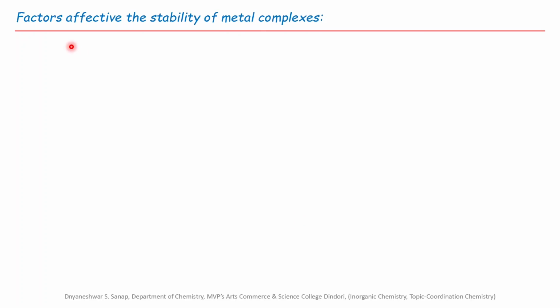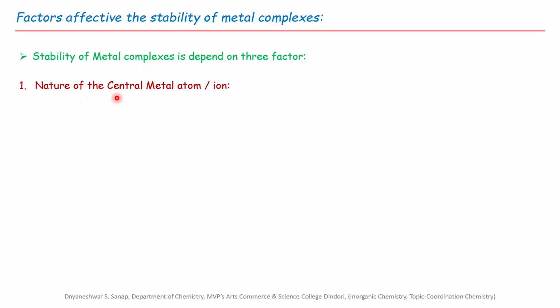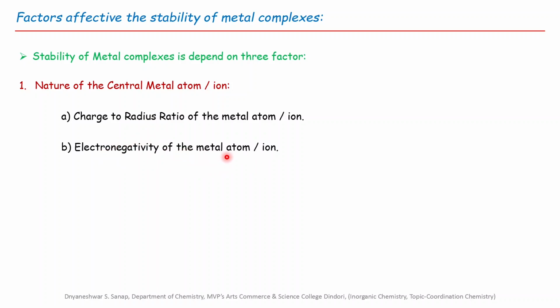The next important point is factors affecting the stability of metal complexes. Nowadays, a large number of coordination compounds are prepared, but are all these compounds stable or not? It depends on the factors which affect the stability of a complex, and that's why we have to study the factors responsible for the stability of a coordination complex. There are 3 important factors. The first factor is the nature of the central metal atom or ion. This point is subdivided into 2 points: the charge to radius ratio of a metal atom or ion, and the electronegativity of a metal atom or ion.